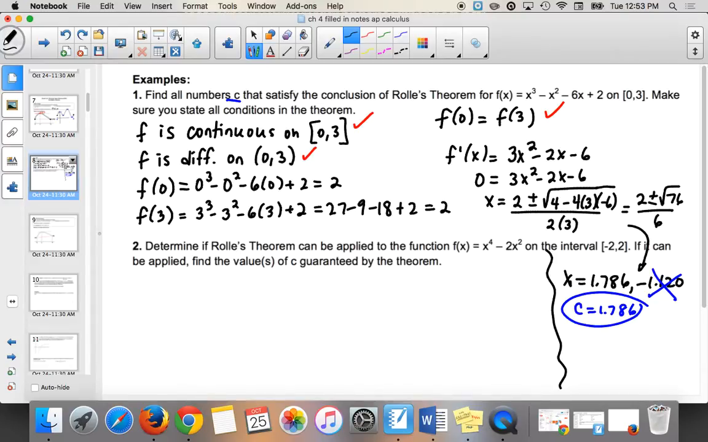All right, do you have to write c equals? I don't care. You can write x equals. It's fine. Okay, does that all make sense?